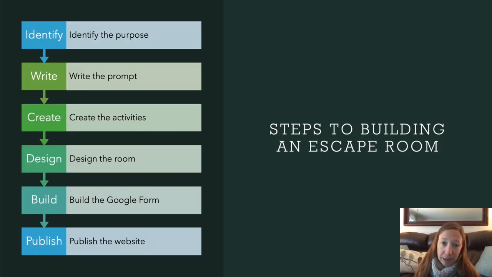Now, there are several steps to doing this. The first is to identify the purpose of this activity. What do you want the students to get out of this? The next would be to write your prompt or think of a theme that you want to go with. The example I'm going to be using today is based on an African Serengeti, and I'm also using a first grade learning objective, which is adding to 10.